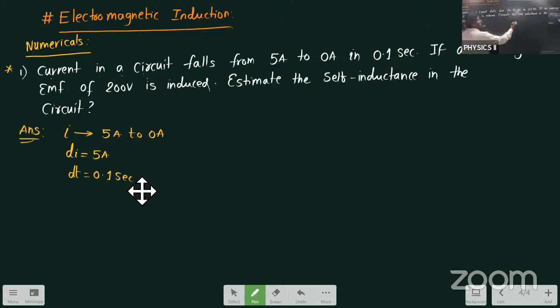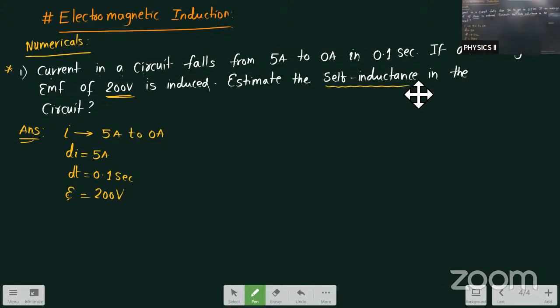Next, what has he given? If an average EMF of, so what is the value of the average EMF he has given? E is equal to how many volts? 200 volts is induced. So the current is changing from 5 ampere to 0 ampere in 0.1 second, whenever an average EMF of 200 volt is induced. Now what is he asking you to determine? He is asking you to determine self-inductance.